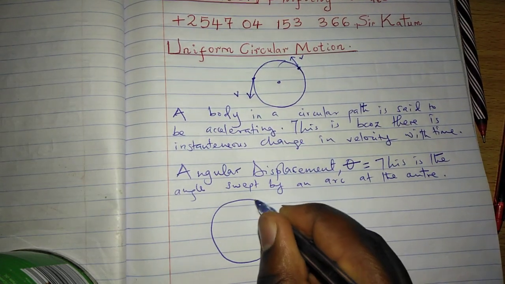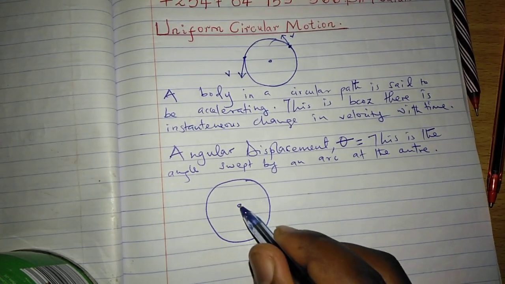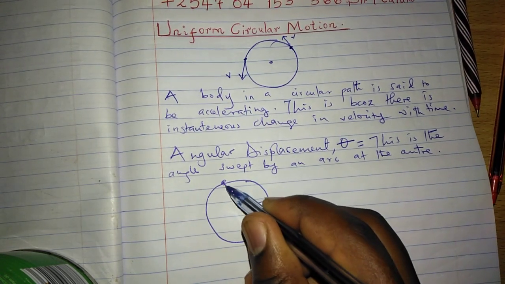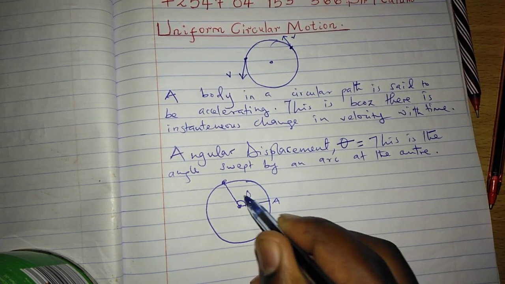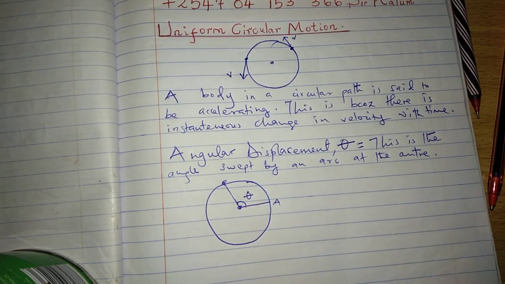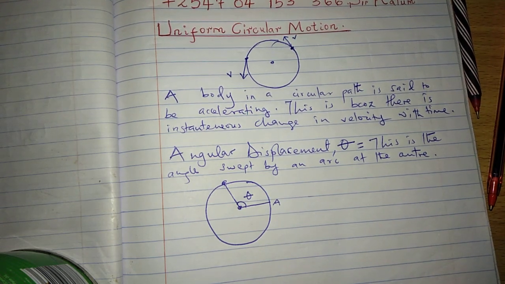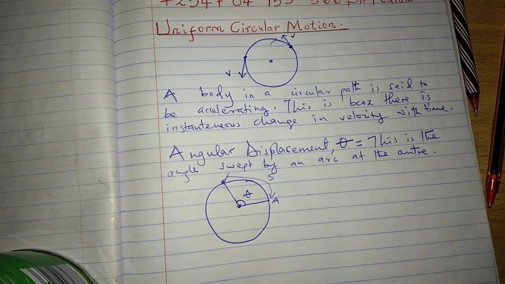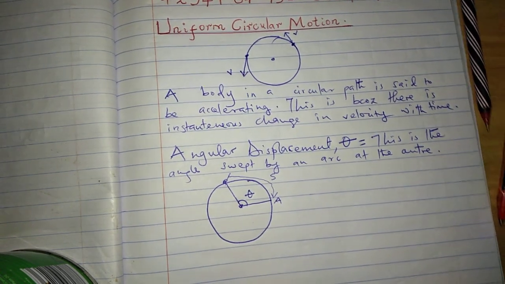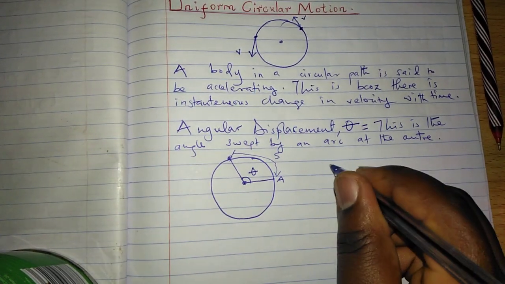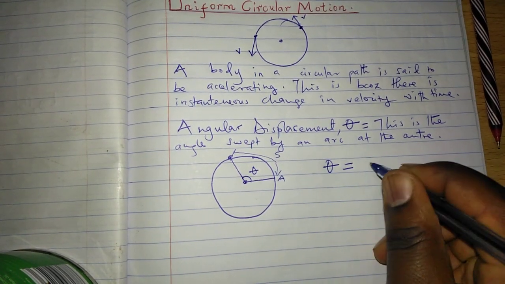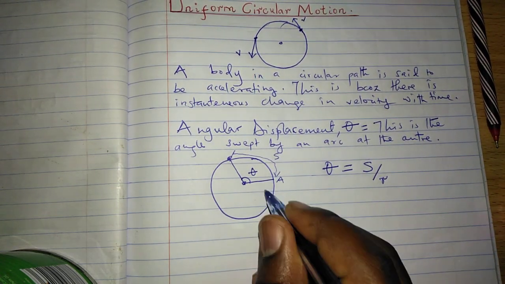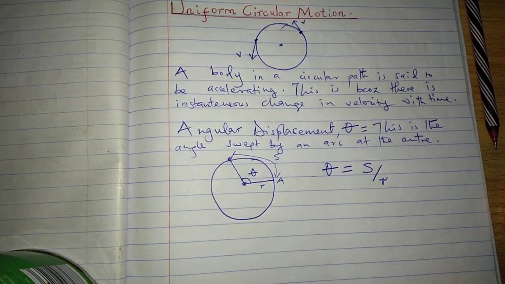Given a circular path like this, and now we are talking of a certain arc, maybe from point A up to point B on the circumference of the circle, then the angle which will be subtended at the center by this arc is called angular displacement. This one is some displacement s along the arc length. So we usually say that angular displacement is given by the length of the arc out of the radius of the circular path.